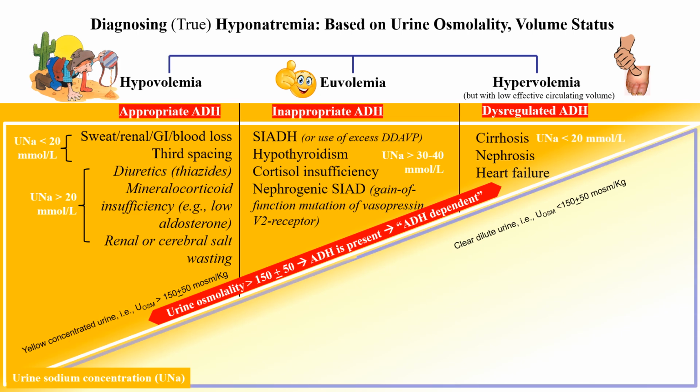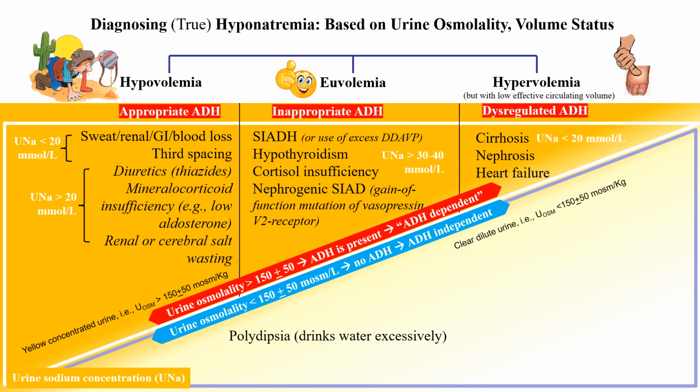Let's now shift our focus to hyponatremic conditions that present with a dilute urine where the osmolality is less than 150 plus or minus 50 milliosmoles per liter. The differential diagnosis here includes polydipsia, where patients drink water excessively that overwhelms the kidney's free water excretion capacity. The retained water leads to hyponatremia.